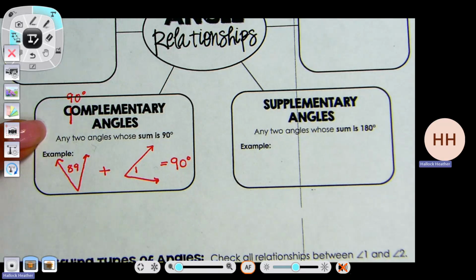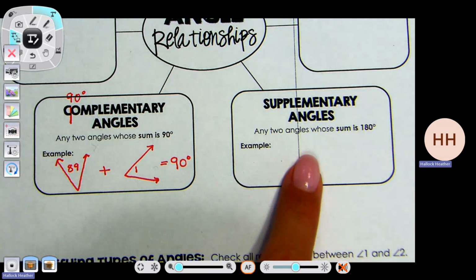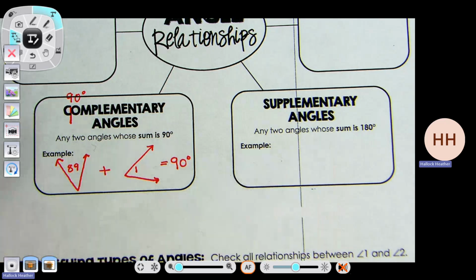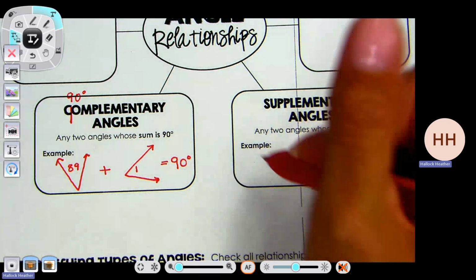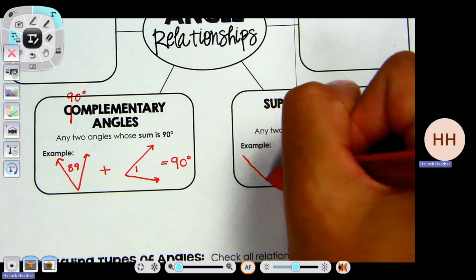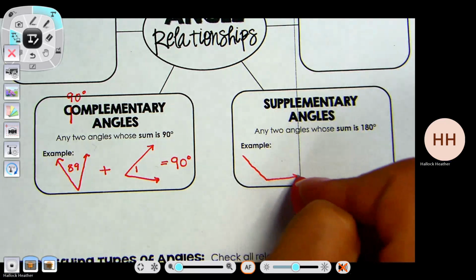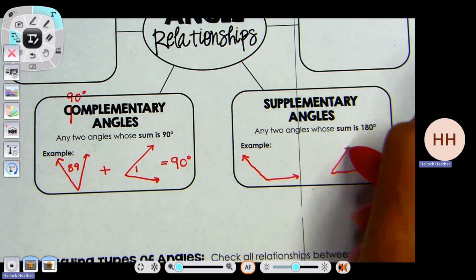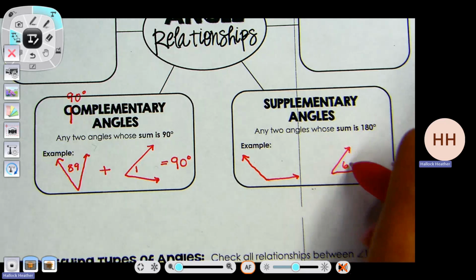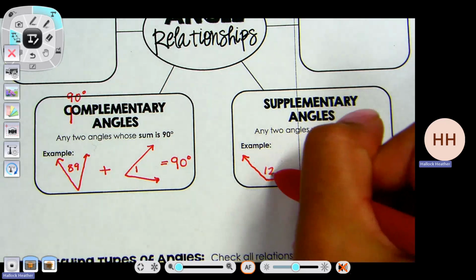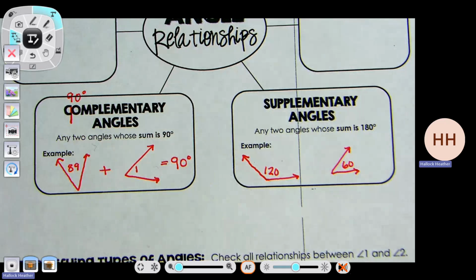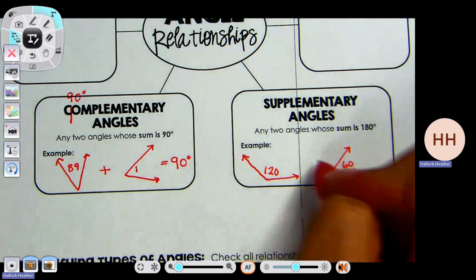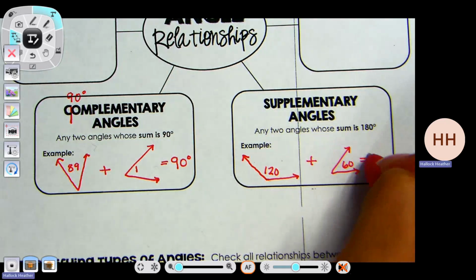The next one is supplementary angles. Supplementaries have a sum of 180. So the key is we need one obtuse angle and we need one acute angle. So you said 60 and 120. We'll make 60 the acute angle. We'll make 120 the obtuse angle. If I add them together in total, that makes 180.